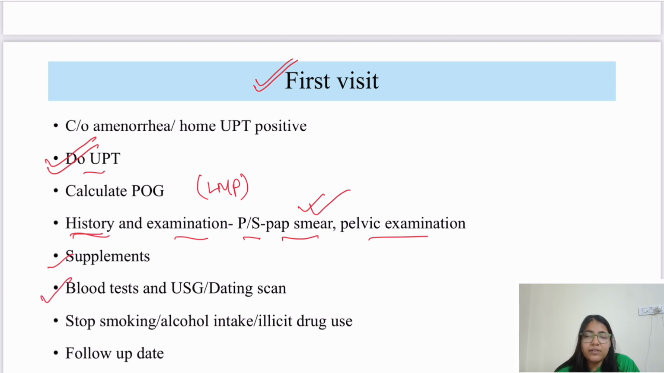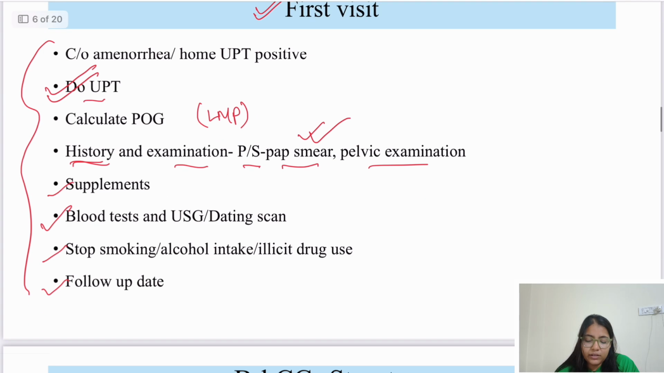And then we advise her some blood tests and ultrasound scans or a dating scan, I'll tell you later. And then we advise her to stop if she has a habit of smoking or alcohol intake or any illicit drug use. And then we tell her when to follow up. Okay, so these are the first things we should be doing in the first visit.